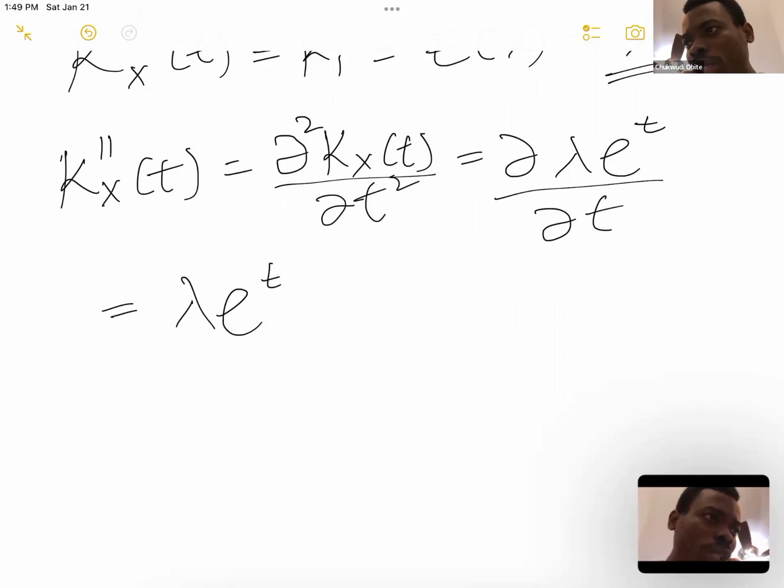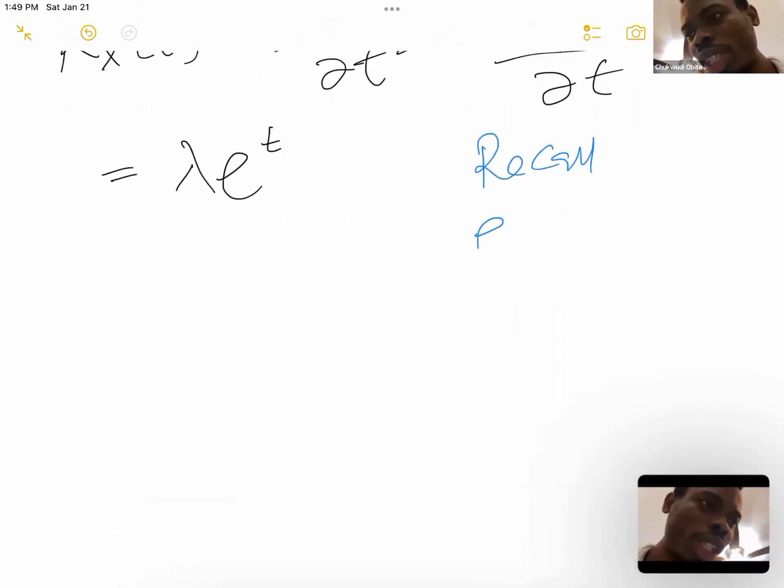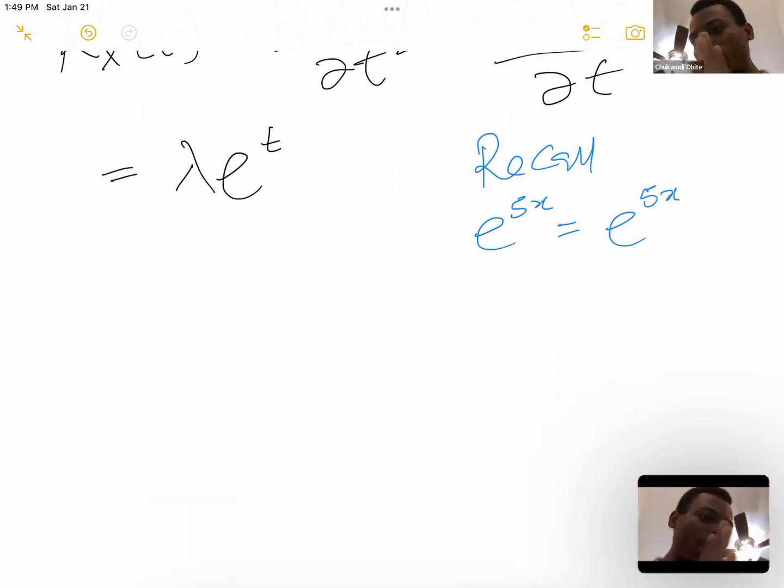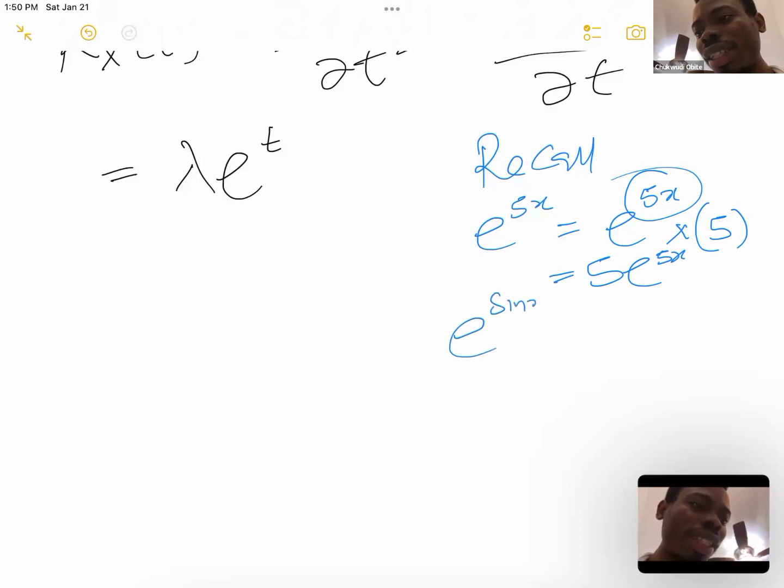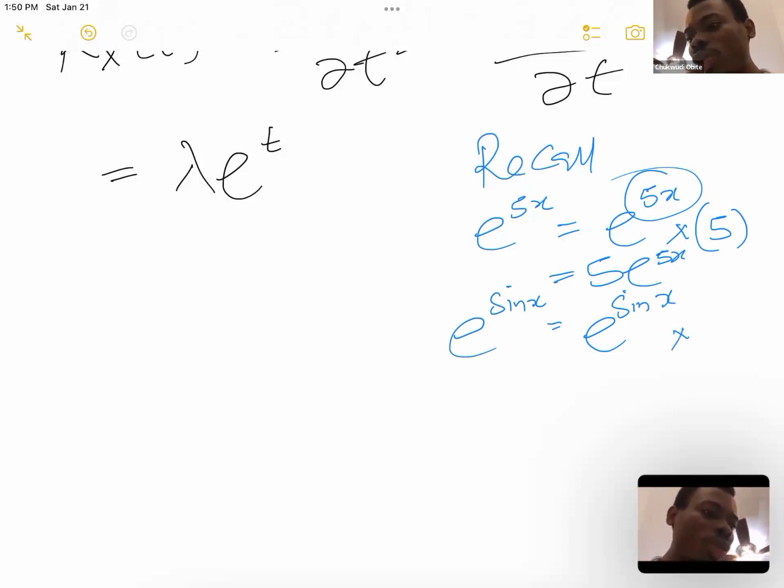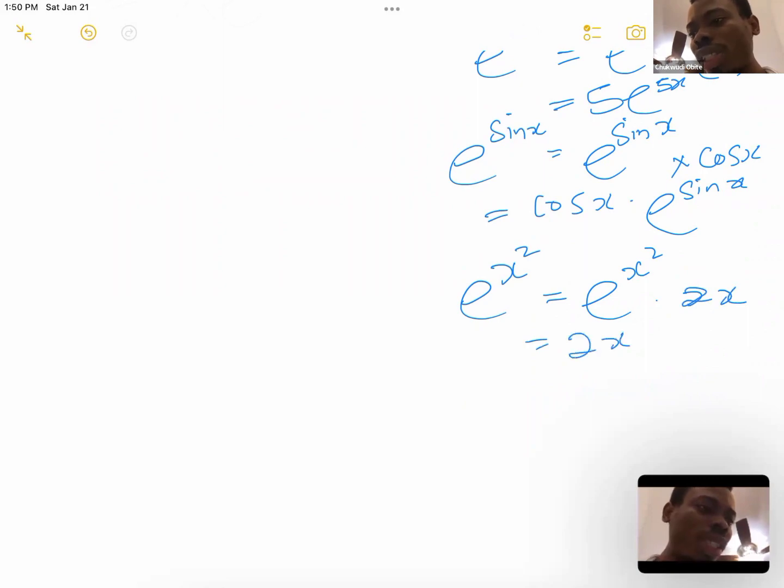Let me do a recall. How do you differentiate exponents? Recall, if you have e raised to power 5x and you want to differentiate it, the first thing you do is write everything and you differentiate the power. If you differentiate 5x, you get 5. So the final answer is 5e^(5x). If you are asked to differentiate e^(sin x), the first step, you write everything. Then you differentiate the power. Differentiating sin x gives cos x. So the final answer is cos x times e^(sin x). Let's try one more. If you have e raised to power x squared, you write everything and differentiate the power. Differentiating x squared gives 2x. So the final answer is 2x e^(x squared).